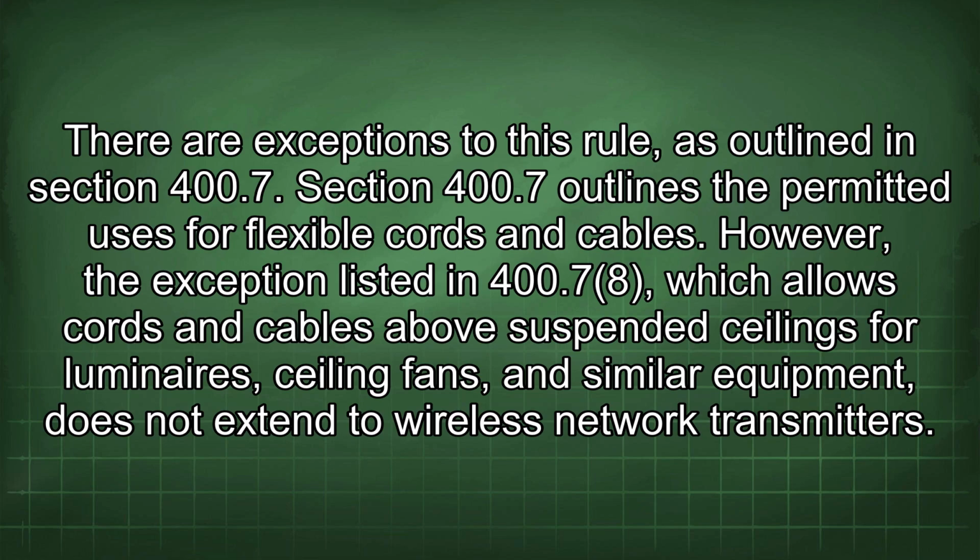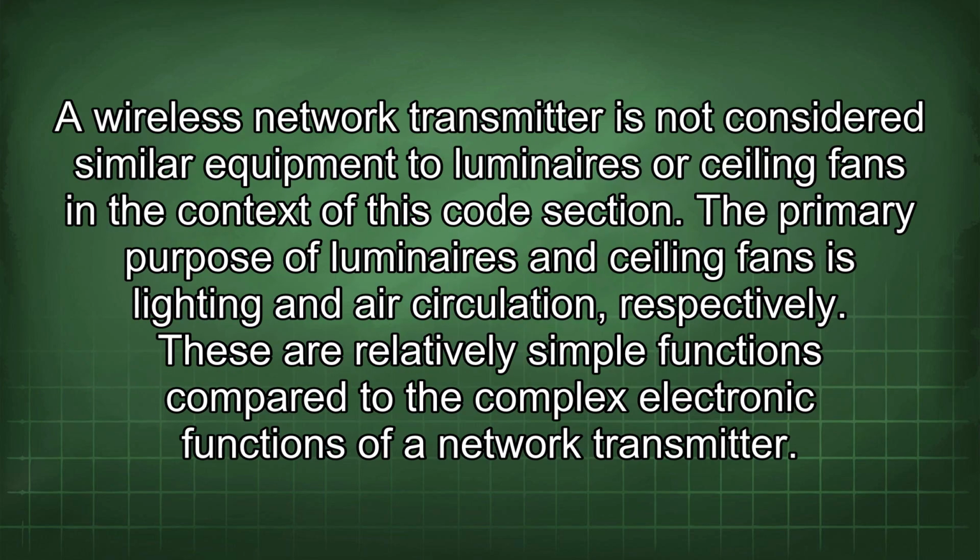Section 400.7 outlines the permitted uses for flexible cords and cables. However, the exception listed in 400.78, which allows cords and cables above suspended ceilings for luminaires, ceiling fans, and similar equipment, does not extend to wireless network transmitters. A wireless network transmitter is not considered similar equipment to luminaires or ceiling fans in the context of this code section. The primary purpose of luminaires and ceiling fans is lighting and air circulation, respectively. These are relatively simple functions compared to the complex electronic functions of a network transmitter.